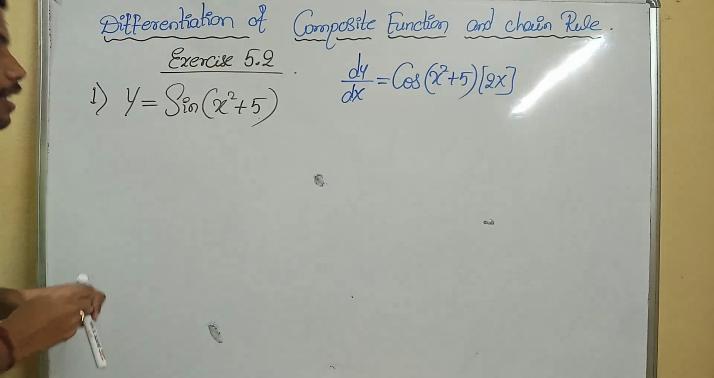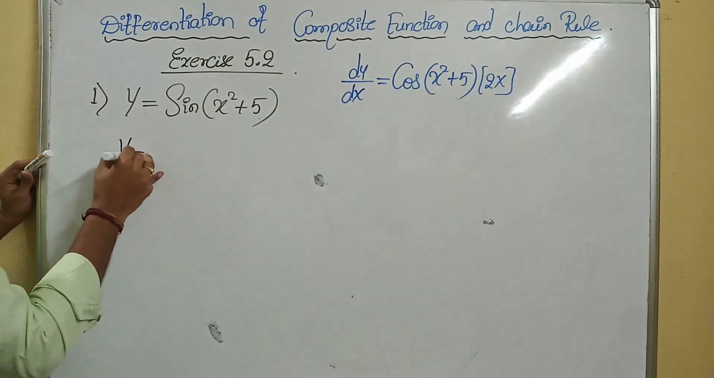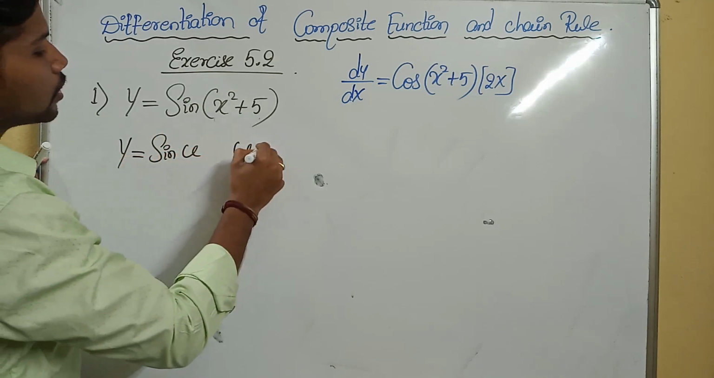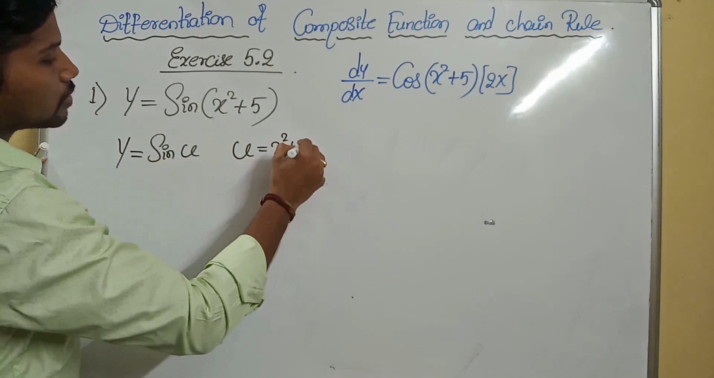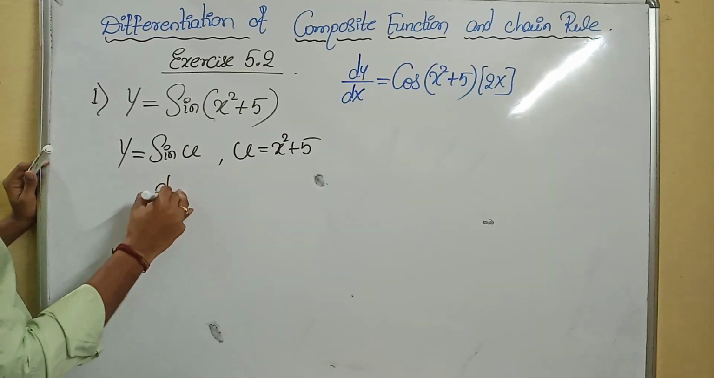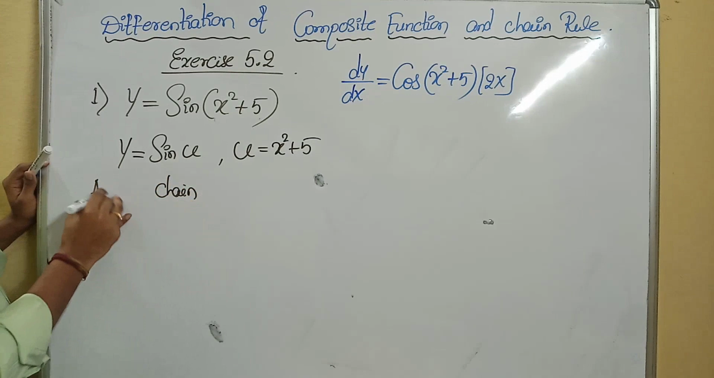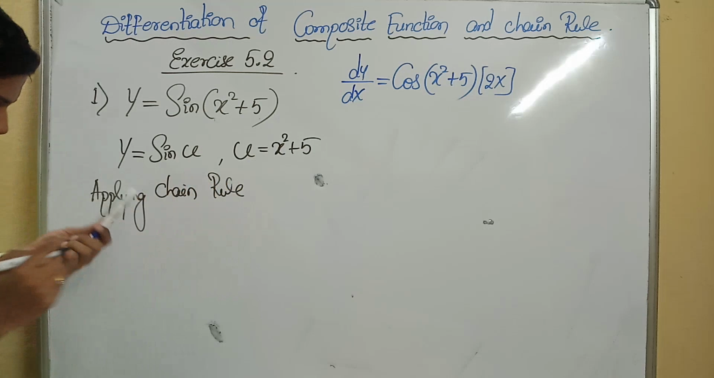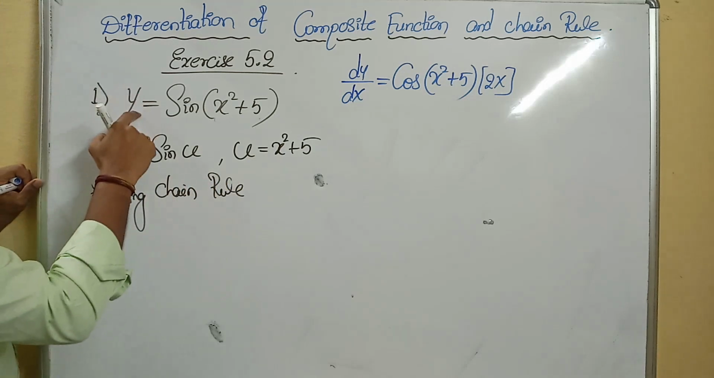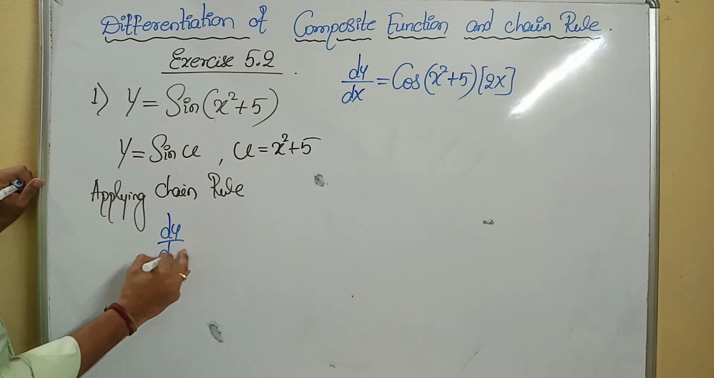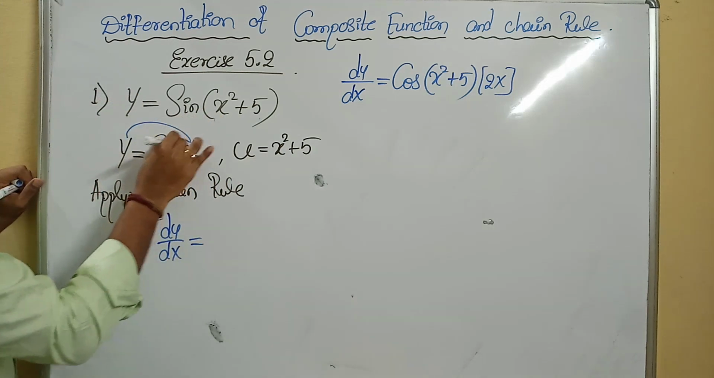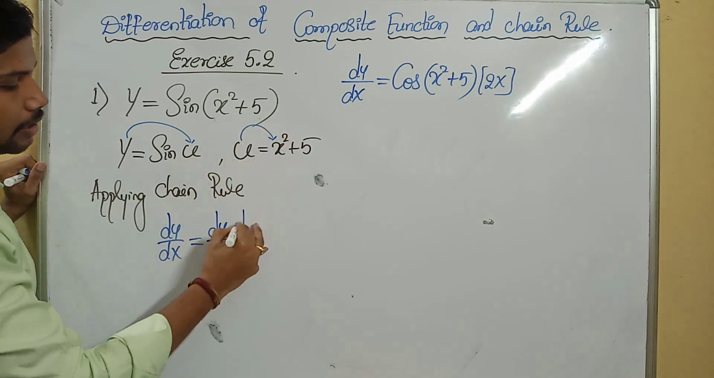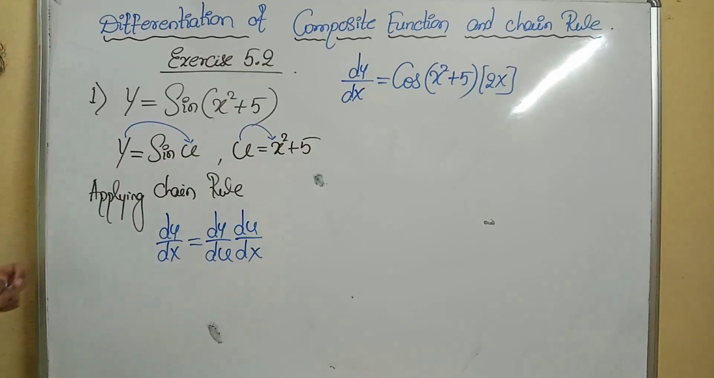Now I'd like to solve the given function using the chain rule. y is equal to sine of u, where u is equal to x square plus 5. Getting my point clearly? Now I'd like to apply the chain rule. How to apply the chain rule? y is a function of x, it will be dy by dx. Now y is a function of u, dy by du. u is a function of x, du by dx. Did you understand properly?